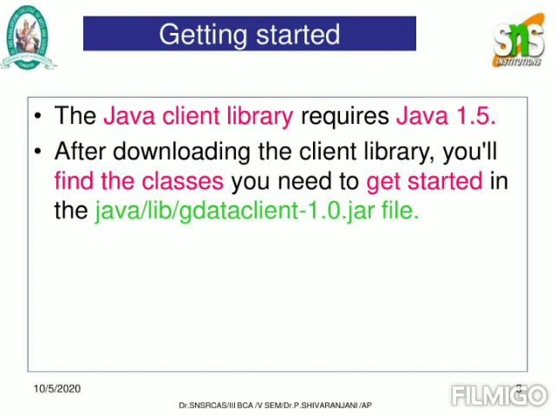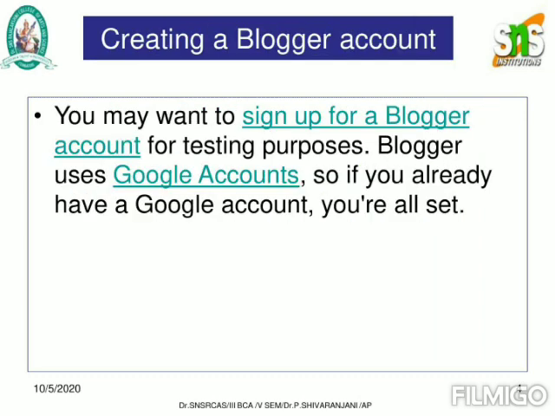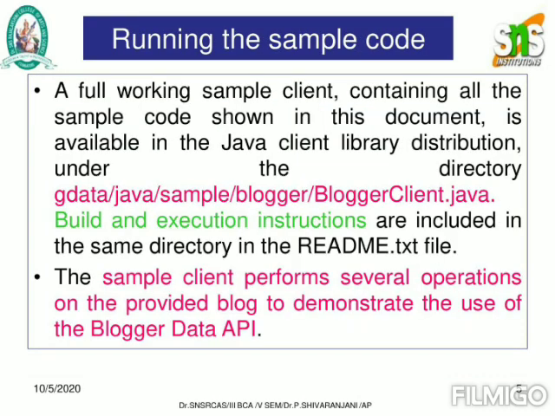First, you need a library called the Java Client Library, which requires Java 1.5. After downloading the client library, you'll find the classes. To get started, you need the Java library GData client hyphen 1.0 jar file. The first thing is creating a blogger account. You may want to sign up for a blogger account for testing purposes. The blogger can use a Google account. So if you are already a Google user, then you can create a blogger account with the help of this Google account.